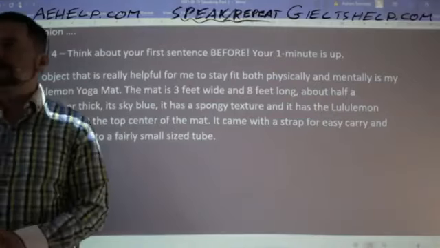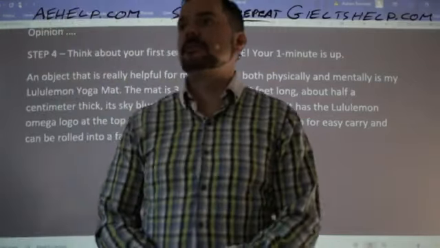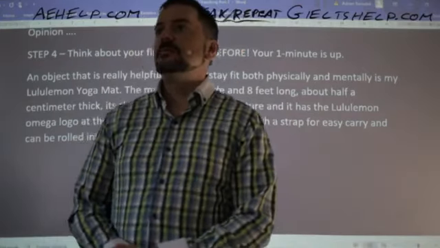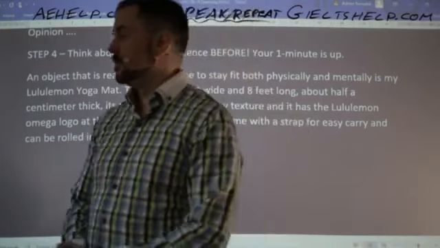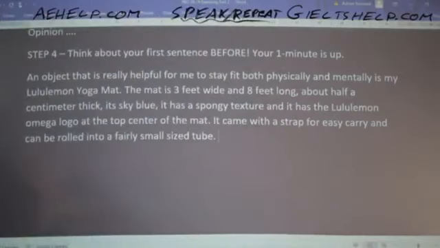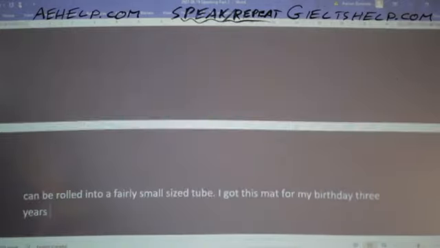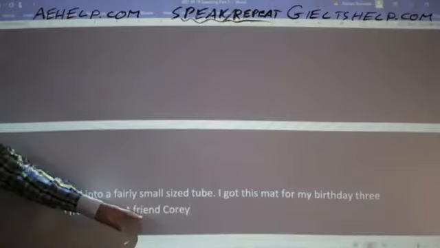So Kyber says this mat was made by Nike. I got it from one of my close mates, Jerry. He bought it for me as a gift on my birthday. Yeah, so sure. I believe Lululemon is actually being bought by Nike. So I got this mat for my birthday 3 years ago from my best friend Corey, right? So again, not just my best friend, but throw the name in there.